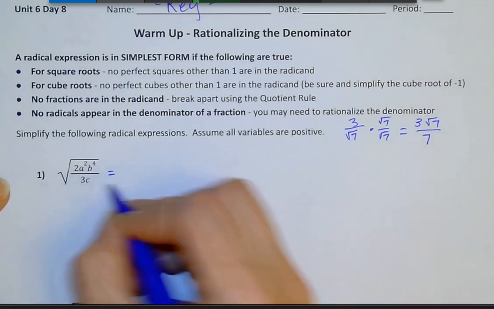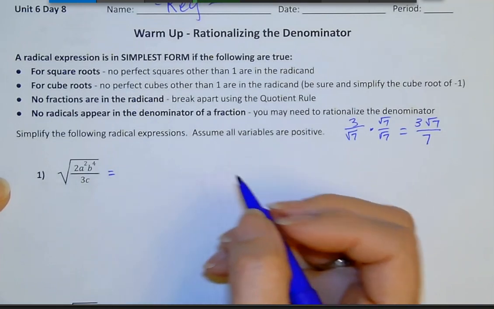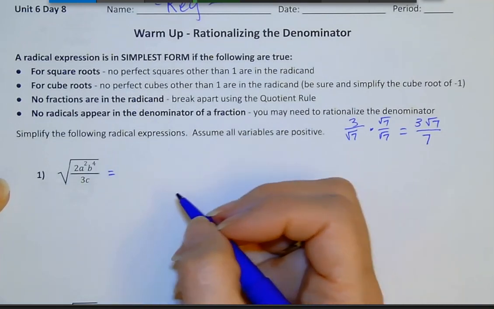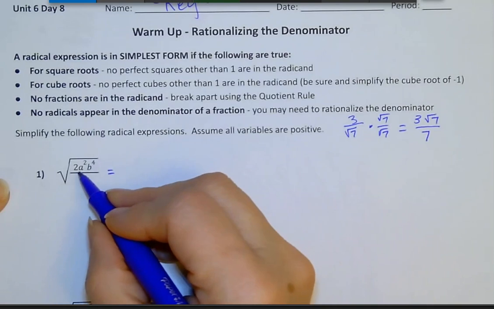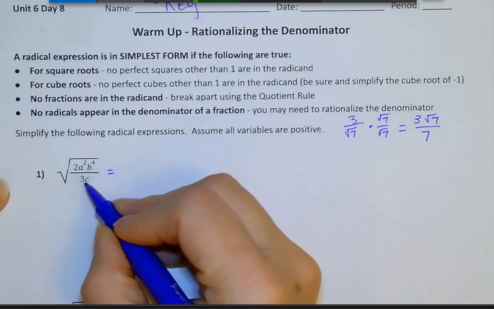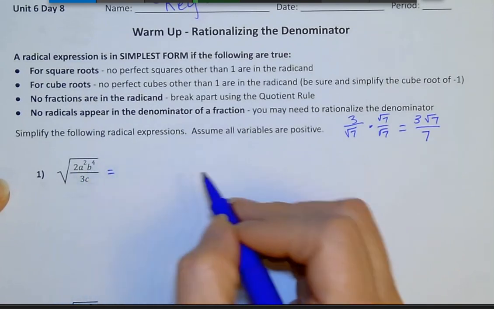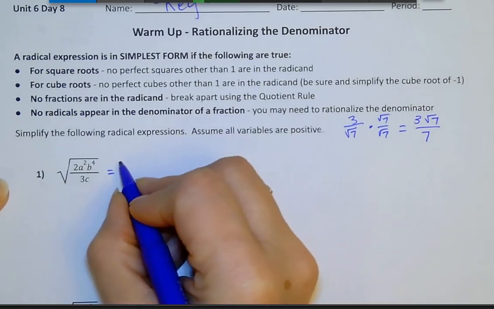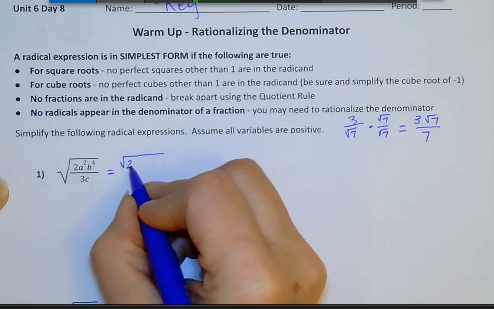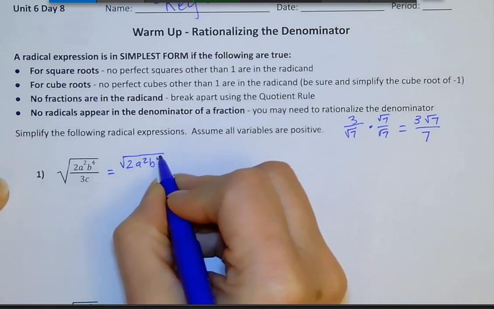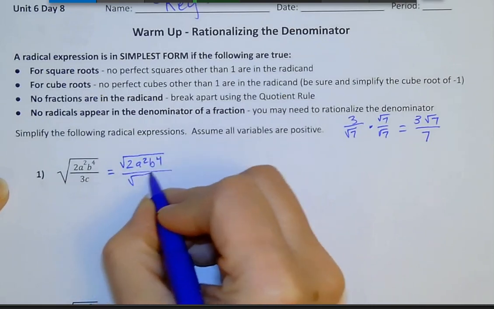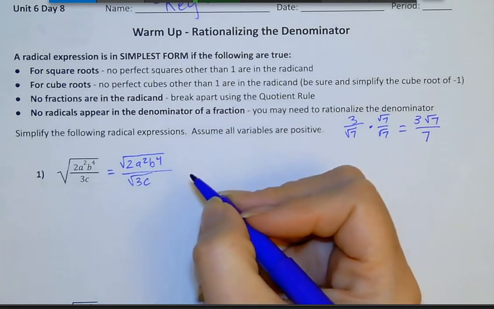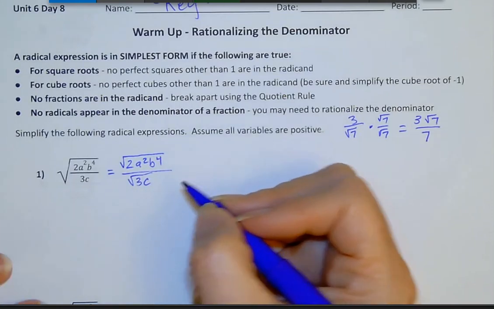So that's what I'm going to do here. First I'm going to see if I can simplify inside that fraction at all, because this is a lot going on over here, right? 2a squared b to the fourth over 3c, and I want the square root of all of that. We know that's going to be the square root of 2a squared b to the fourth all over the square root of 3c. I didn't see an obvious way to simplify yet.